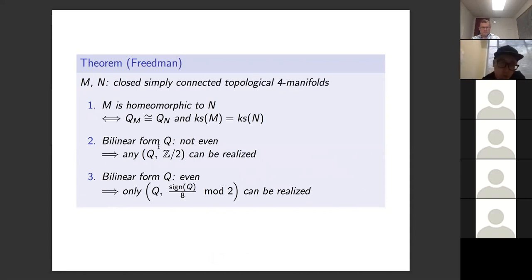In particular, if we start with the bilinear form, this is basically saying that if this form is not even, there are exactly two topological manifolds it can realize. And if it is even, then with this extra condition, the KS invariant is determined by Q, so there is exactly one topological manifold that realizes Q. Okay, so that's the complete answer for the classification of simply connected topological 4-manifolds.